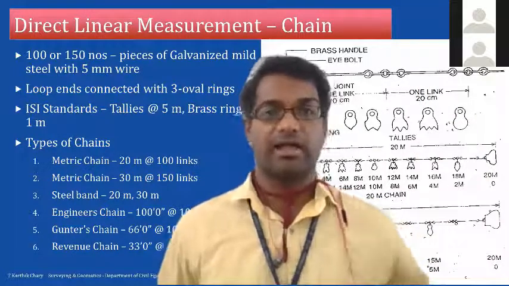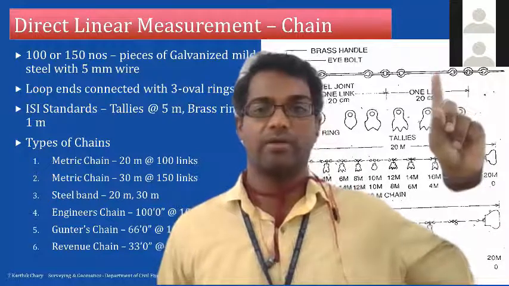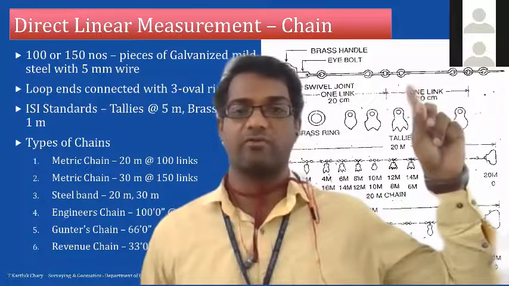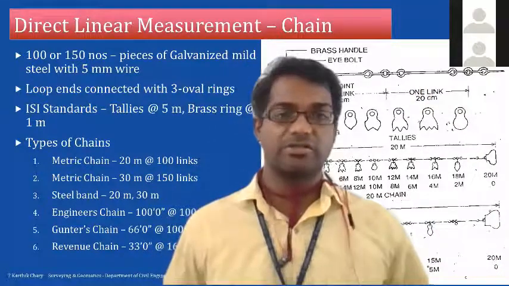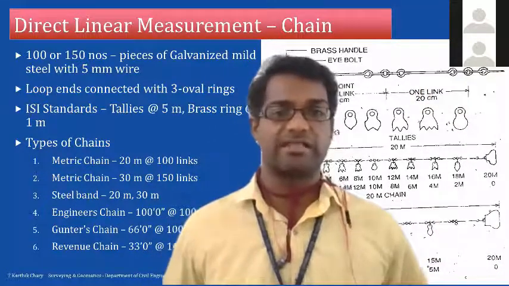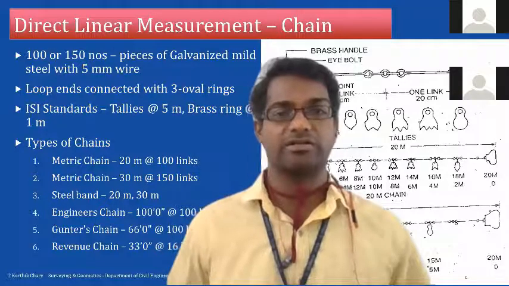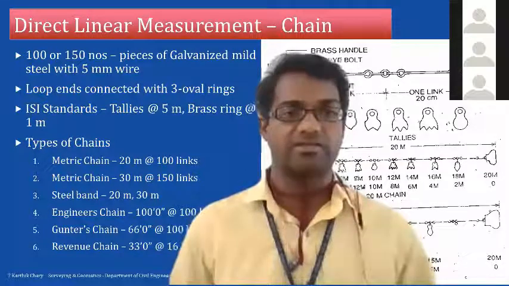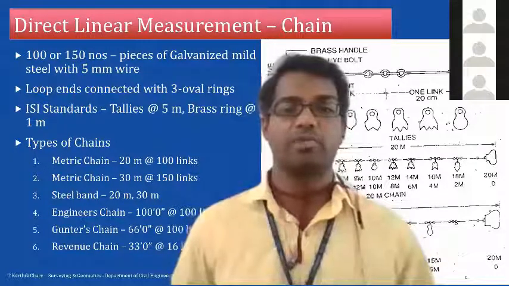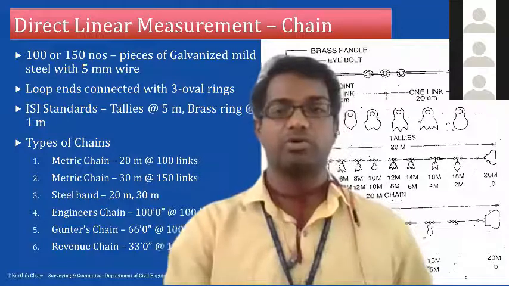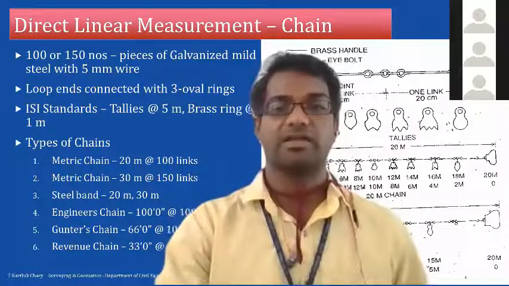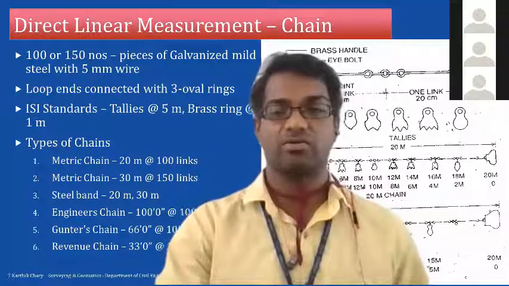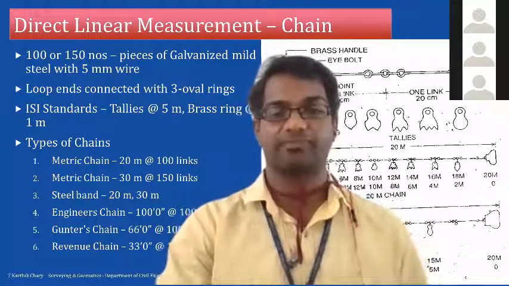We take the 3 mm wire and make a loop at both ends. You have a loop at this end and a loop at this end. These loops are made at both ends, and they are connected to another thing with three annular rings. That is what gives the flexibility.